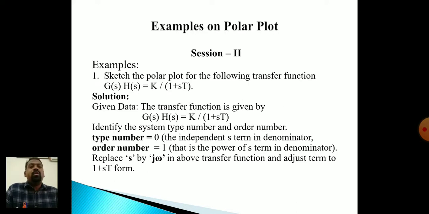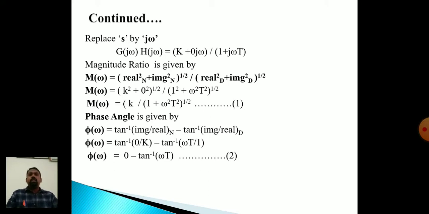First step is to note down the given transfer function carefully, and second step is to replace s by j omega. Before that, after noting down, you have to adjust it to the 1 plus sT form. It is directly given here as K divided by 1 plus sT, so no need to adjust. Next, replace s by j omega in the above transfer function: G(s)H(s) becomes G(j omega)H(j omega), equal to K divided by 1 plus j omega T.